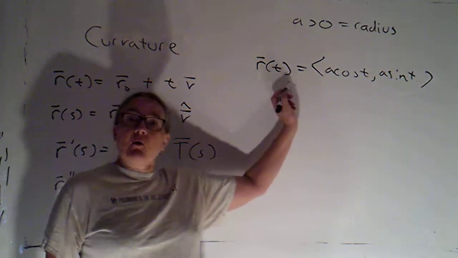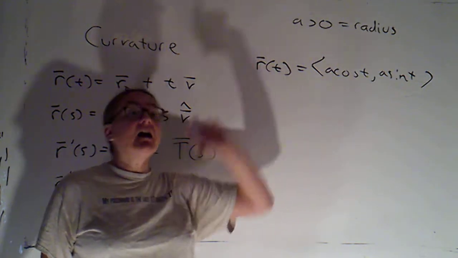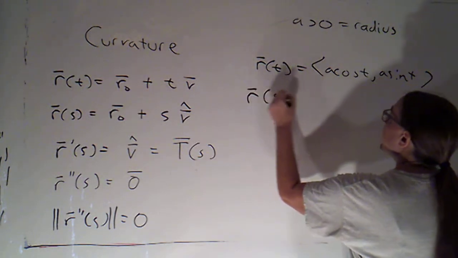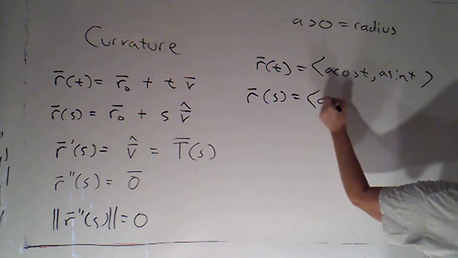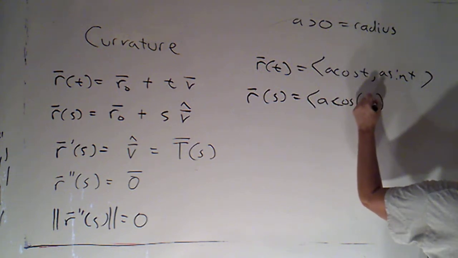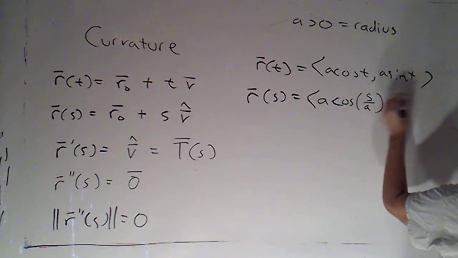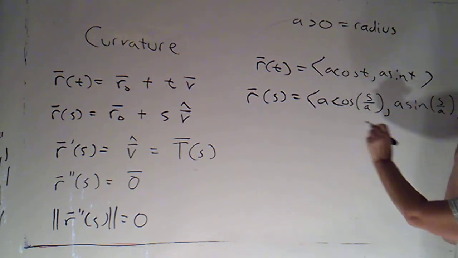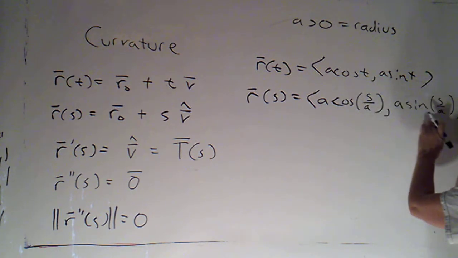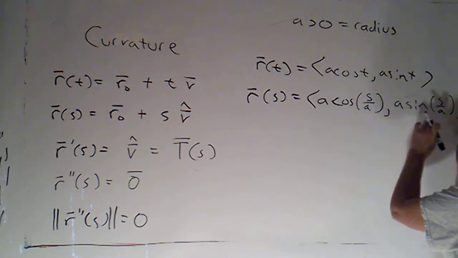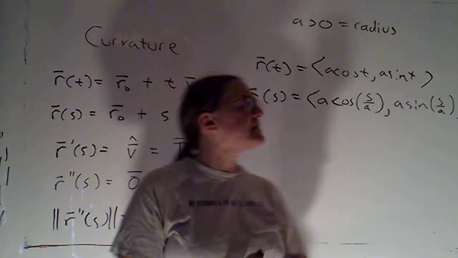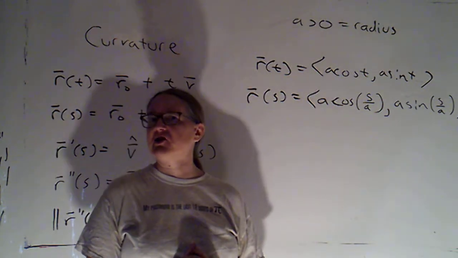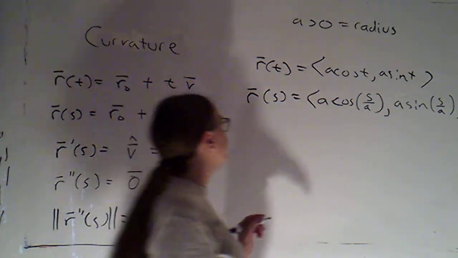Okay, now we went through previously finding an arc length parameterization for this circle. r of s was simply a cosine of s over a, comma, a sine of s over a. That was a previous result when we were looking at curvature. You don't need to have that memorized, but it's kind of nice to know. It's a pretty simple one, but it's also a pretty quick derivation. So I'm just referring back to something that we previously demonstrated.